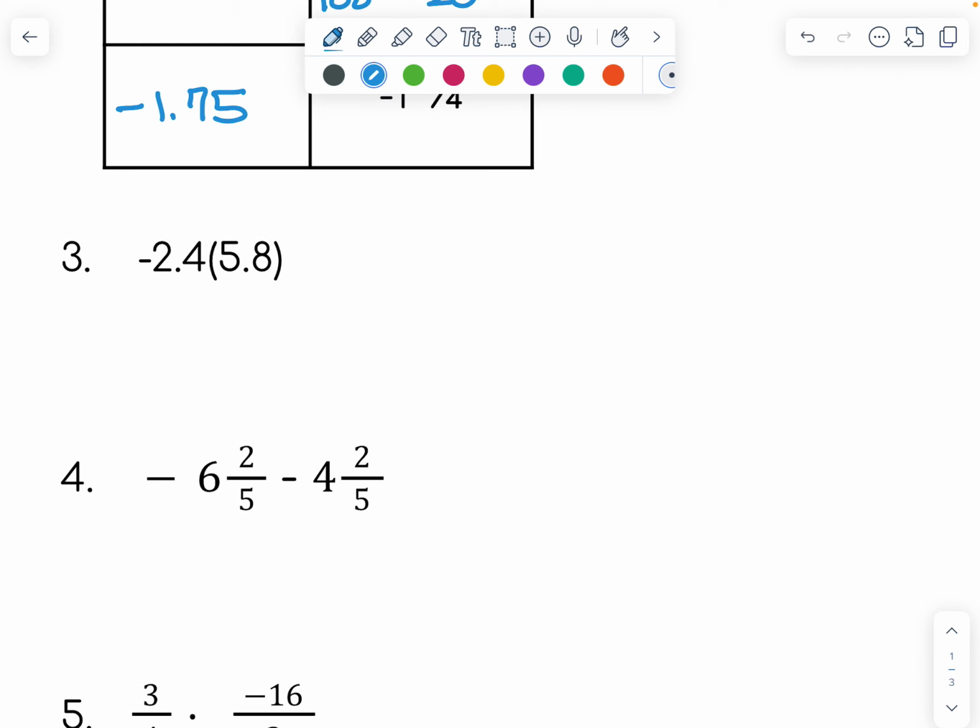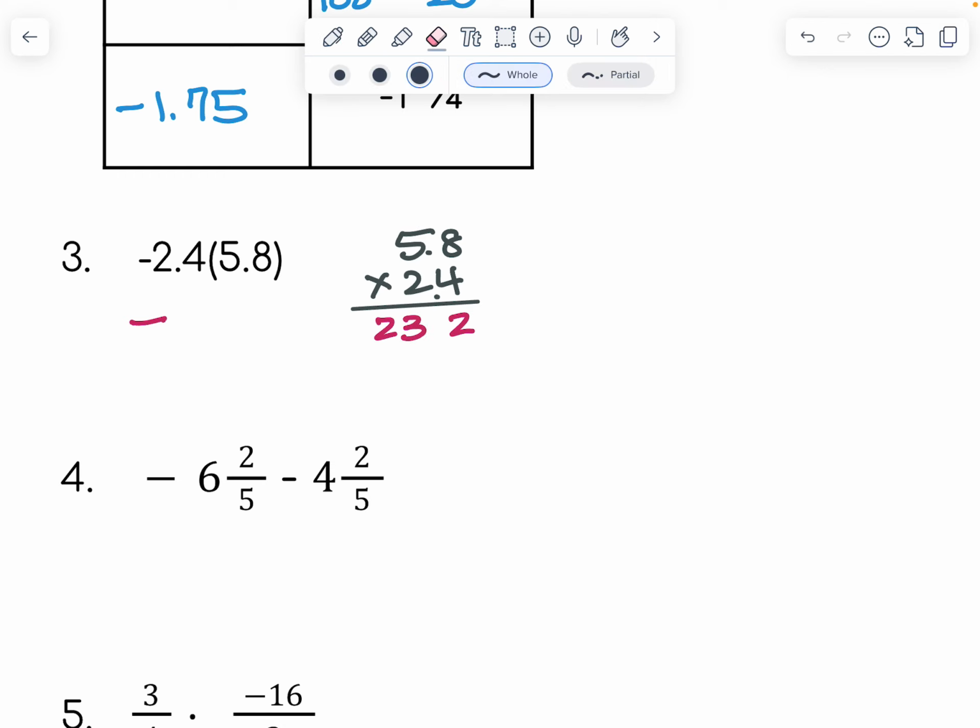We're going to multiply. I have a negative times a positive. What's a negative times a positive? It's a negative. So I'm going to do some math over here. Just going to multiply these. Just forget that there's even a decimal there. We'll put them in at the end. All right, so here we go. 4 times 8 is 32. I'm going to put a 2 here and carry the 3. 4 times 5 is 20, plus 3 is 23. There we go.